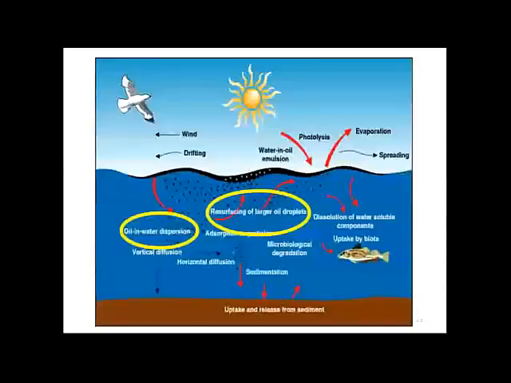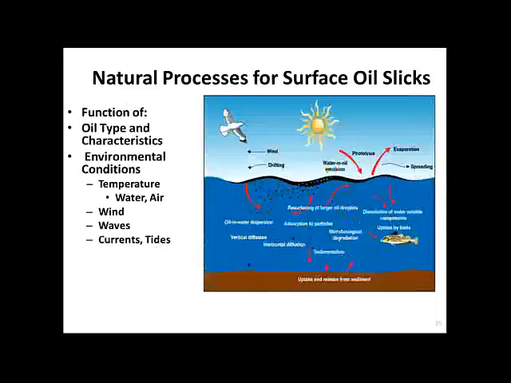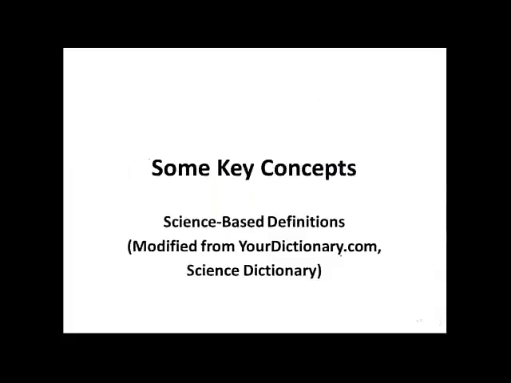Okay. So what we just talked about was the oil forming these droplets, as you can see right here, and the resurfacing of the larger droplets. Very small droplets stay down in the water. Big droplets resurface. This is all about vertical movement. And to reiterate, what's important is the oil type and its characteristics, like its viscosity and density, and environmental conditions, like temperature, which we're going to see is important, wind, waves, currents, and tides. Okay? All right. Any questions?